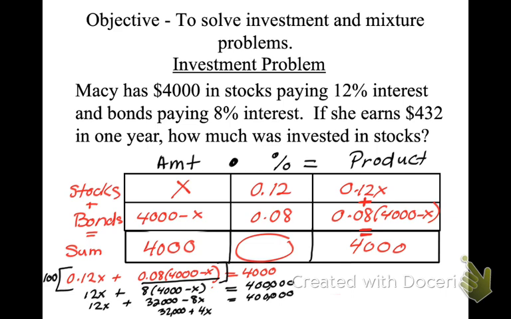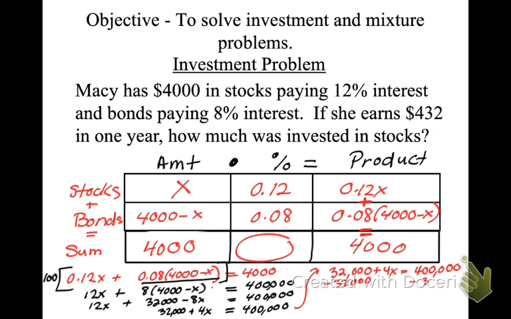I don't know, something's seeming awfully off right now. 100, 100, 100. So equals 400,000, and now I'm going to just bring it up here. We have 32,000 plus 4x equals 400,000. I'm subtracting the 32,000.